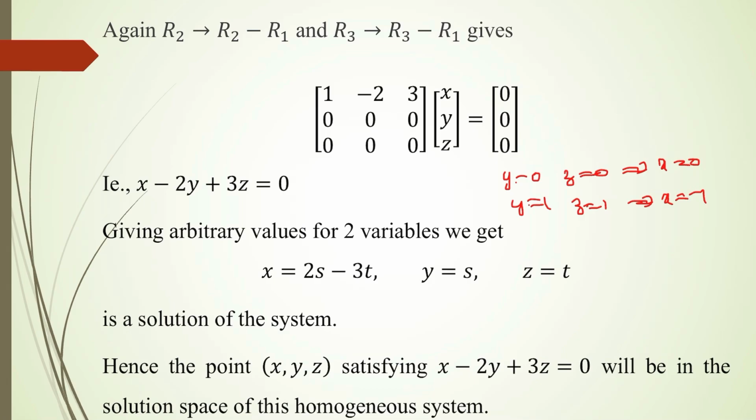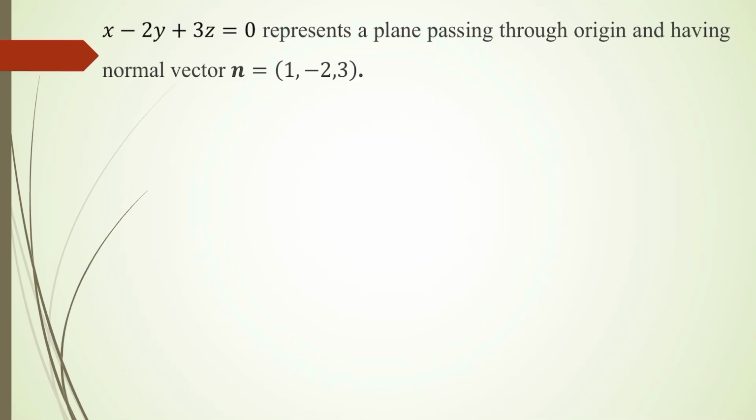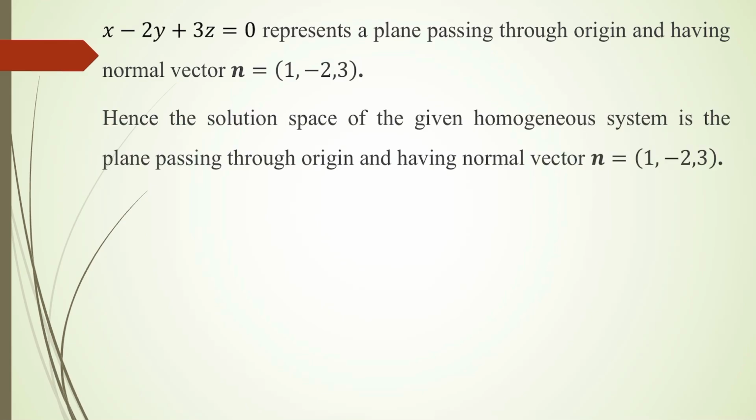Now we have to interpret this solution space geometrically. We know what is meant by x minus 2y plus 3z equal to 0. It represents a plane passing through the origin and having the normal vector 1, minus 2, 3. So the solution space of the given homogeneous system is the plane passing through the origin and having normal vector n equal to 1, minus 2, 3.